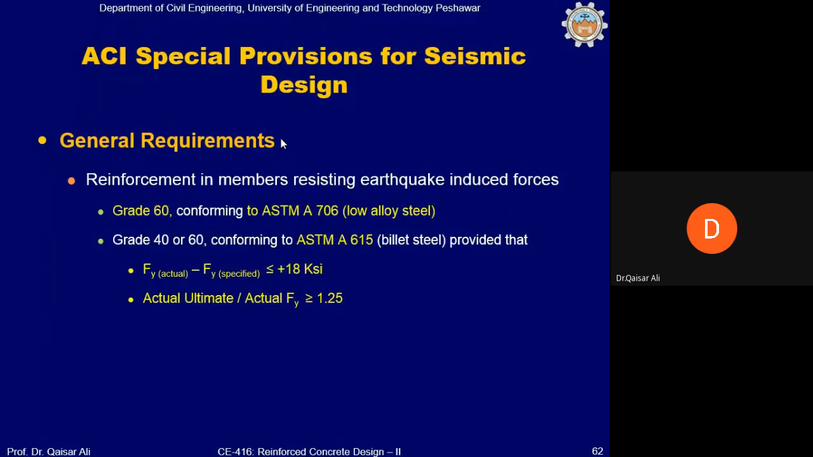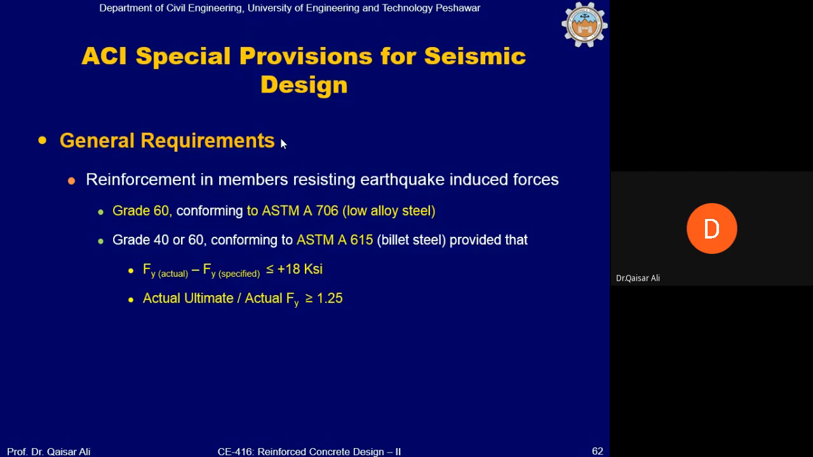If a designer wants to use ASTM A706 steel, how would you know that this steel is ASTM A706 or not? The manufacturer of the steel will usually tell you that this is ASTM A706 steel, but then you can confirm by testing the steel in the lab whether it conforms to ASTM A706 or not. So if a designer is satisfied that the steel has all the properties of ASTM A706, he can use this steel, and there are no further requirements of the code if ASTM A706 grade 60 steel is used.